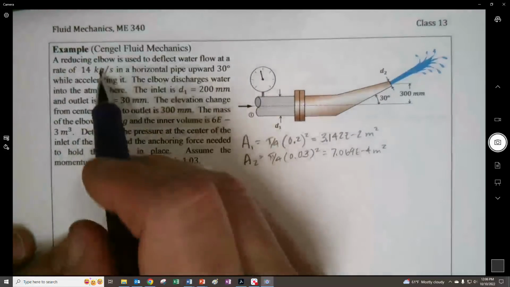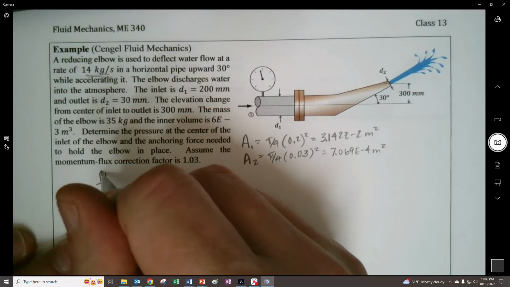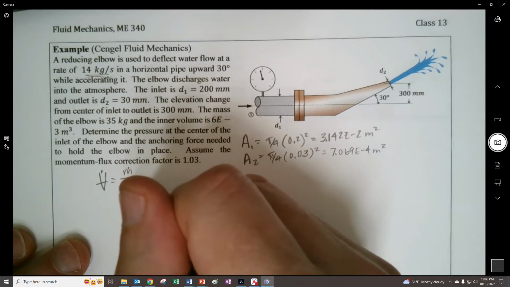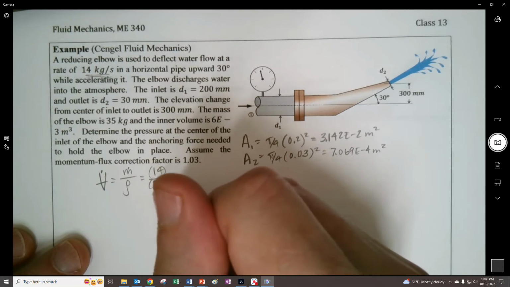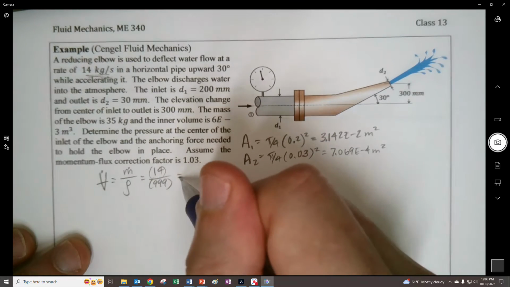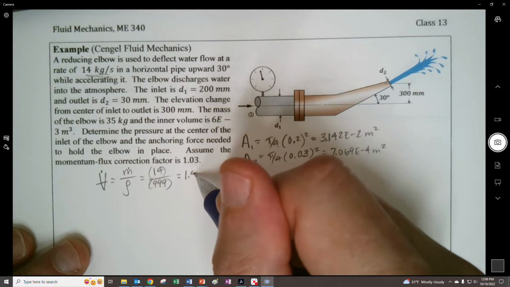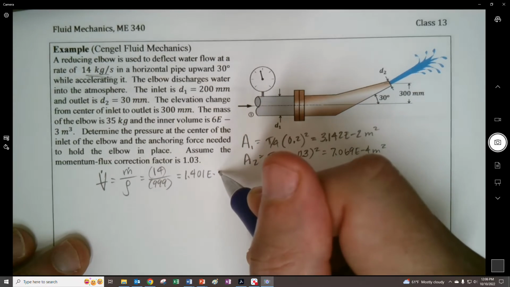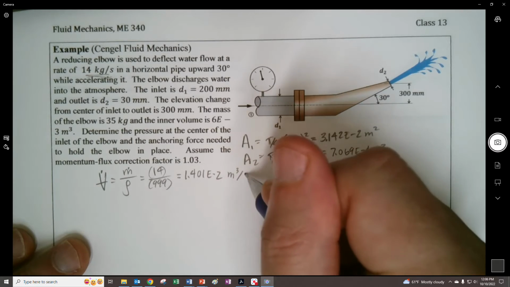So they give us the mass flow rate. So let's get the volumetric flow rate. It's going to be the mass flow rate divided by density. And so that's 14, and we're going to divide by 999. We should probably just do an approximation and make it equal to 1,000, but I have it written down this other way. So whatever. And that's e to the minus 2, so we get cubic meters per second.